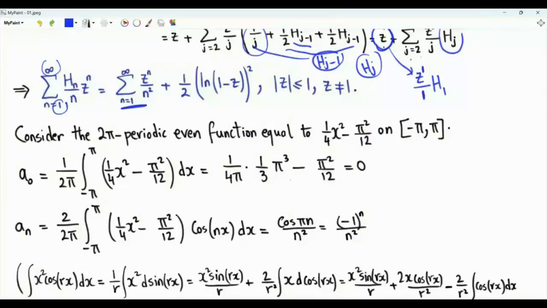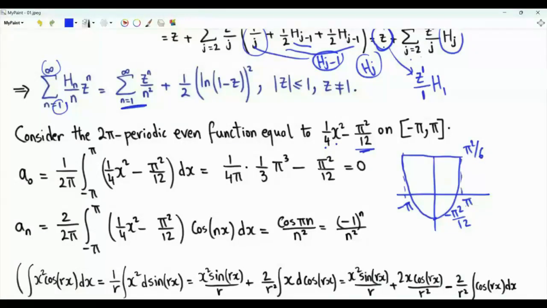Now let's do some Fourier series work. We have the function 1/4 times x squared minus pi squared over 12. At x equals 0, this is minus pi squared over 12. The function increases to pi squared over 6 at minus pi and pi. Take this curve and shift it to the left and to the right by all integer multiples of 2 pi. This way, we construct a 2 pi periodic even function.